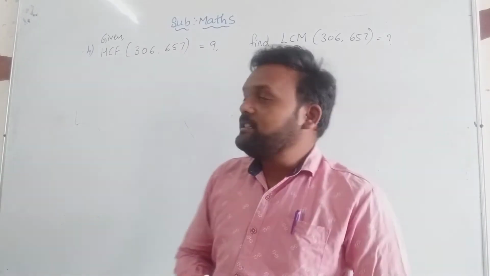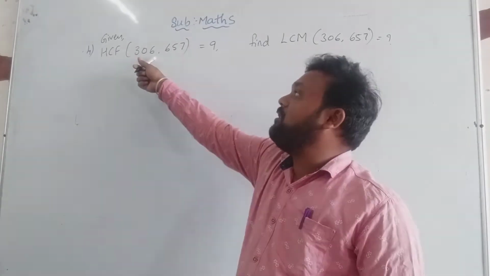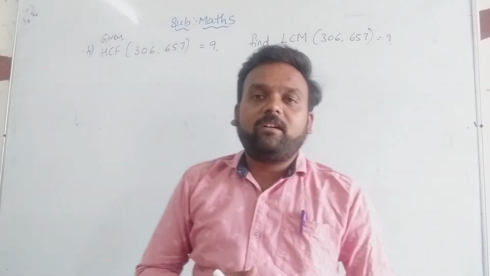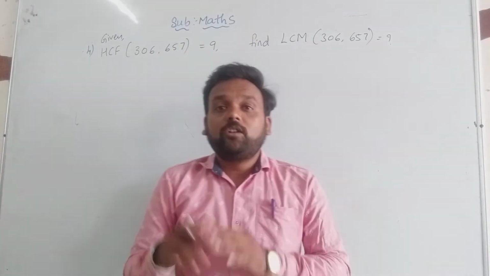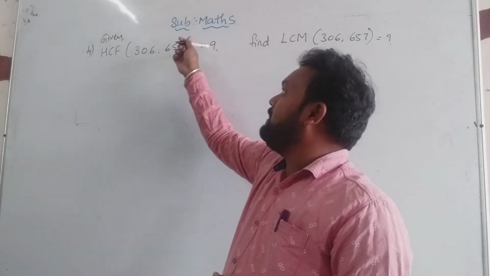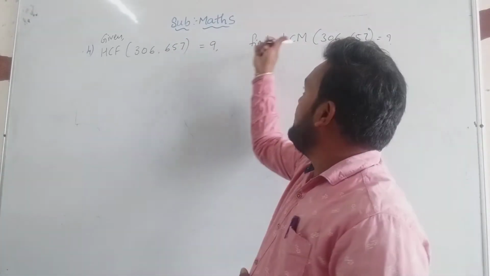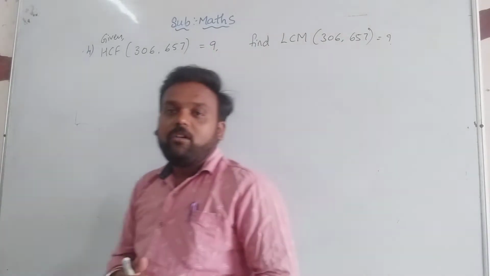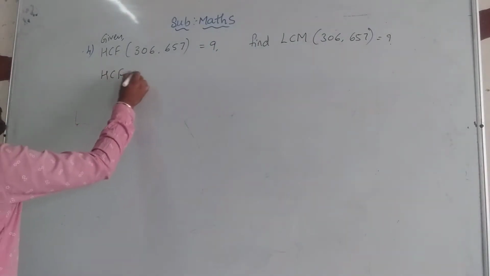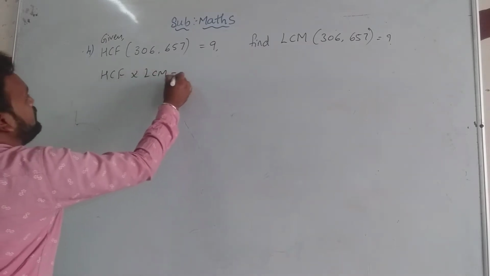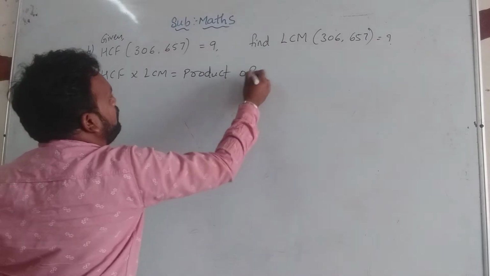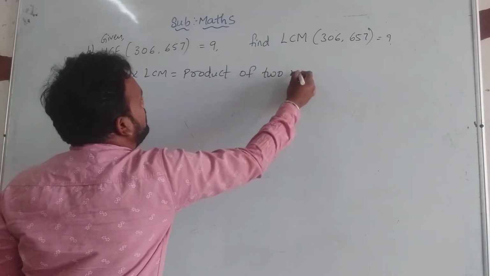Now you know students, they have given the HCF of 306 and 657 as 9. You know the formula: HCF into LCM is equal to the product of two numbers. Here you see the HCF of these numbers is given as 9. Find the LCM of these numbers. The formula is HCF into LCM is equal to the product of two numbers.